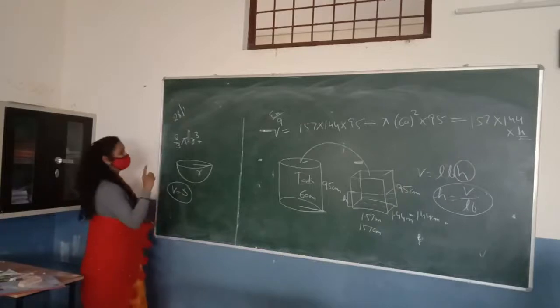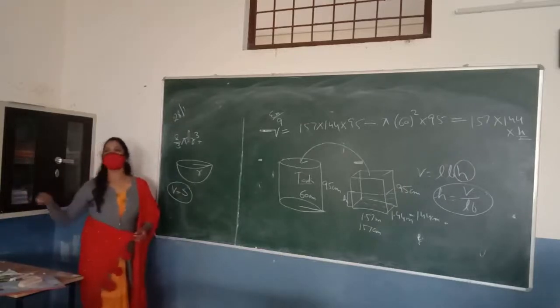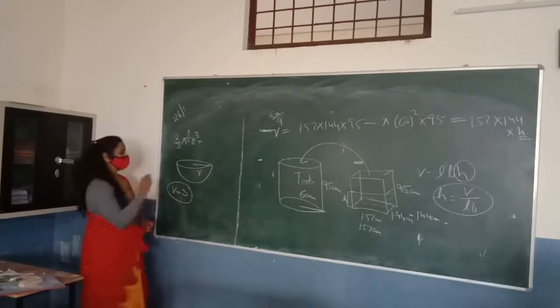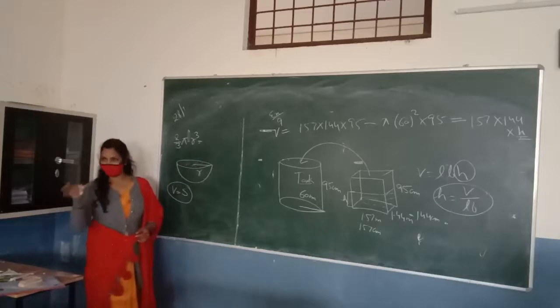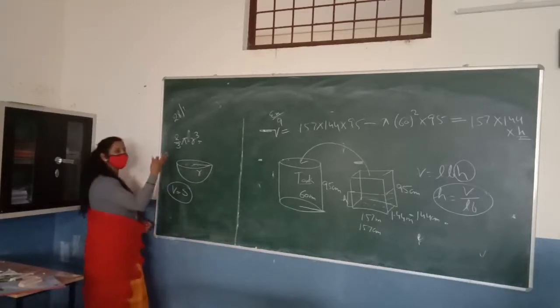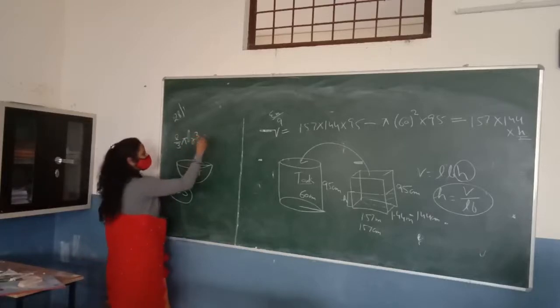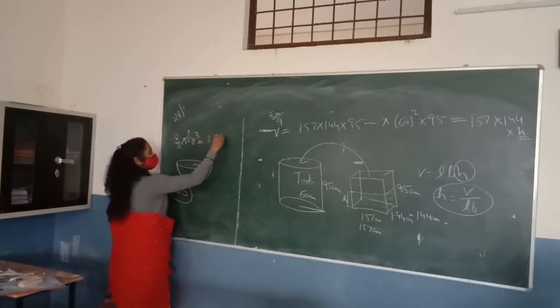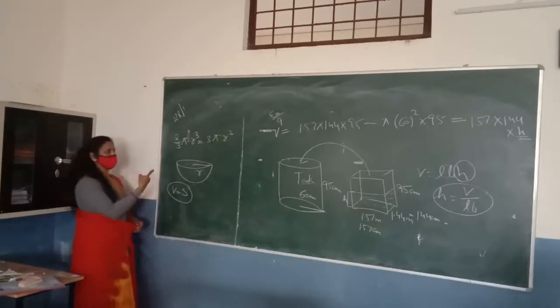Since the hemisphere has the curved surface and the area of this portion is pi r square, by adding both these values we find that 3 pi r square is the total surface area of the hemisphere. This is the total surface area of the hemisphere. Now you have to find the radius. What will you do, Mansi?